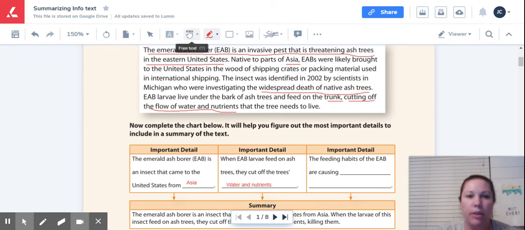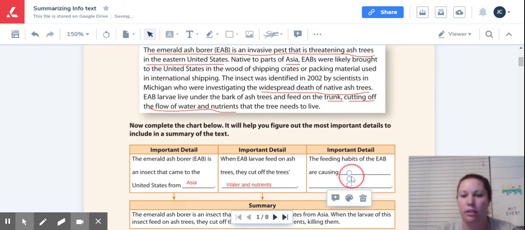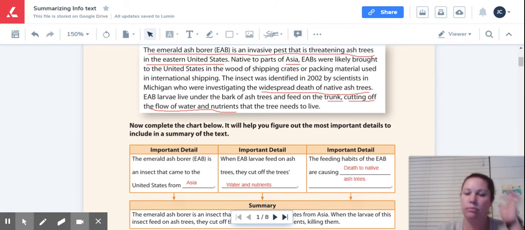So now we're going to go ahead and put that in here, causing death and death to native ash trees. Okay.